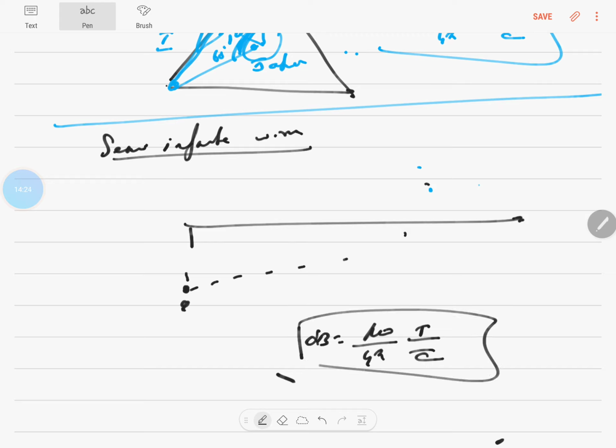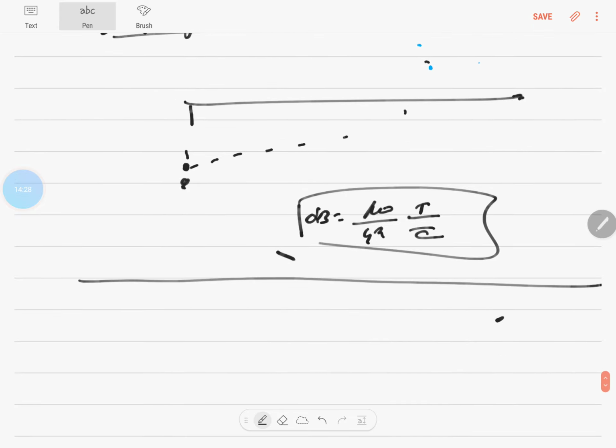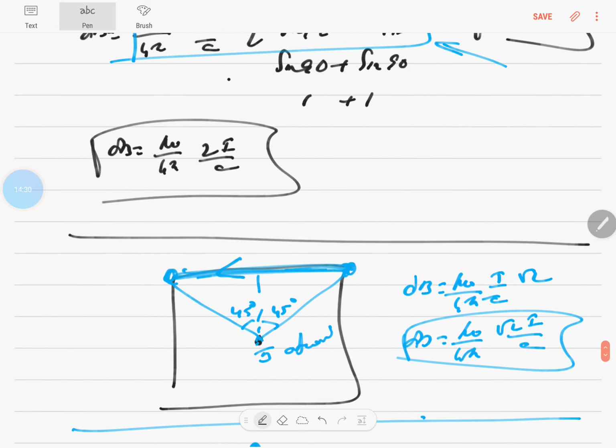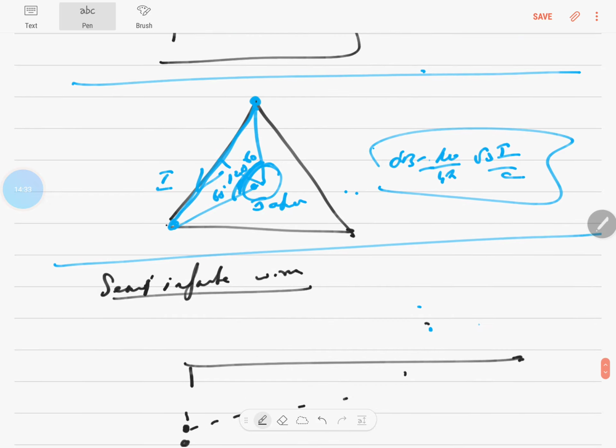So for different cases, it's called a semi-infinite wire. For different cases, you will have a different value of magnetic field, and this case study is important for you to be able to do numericals.